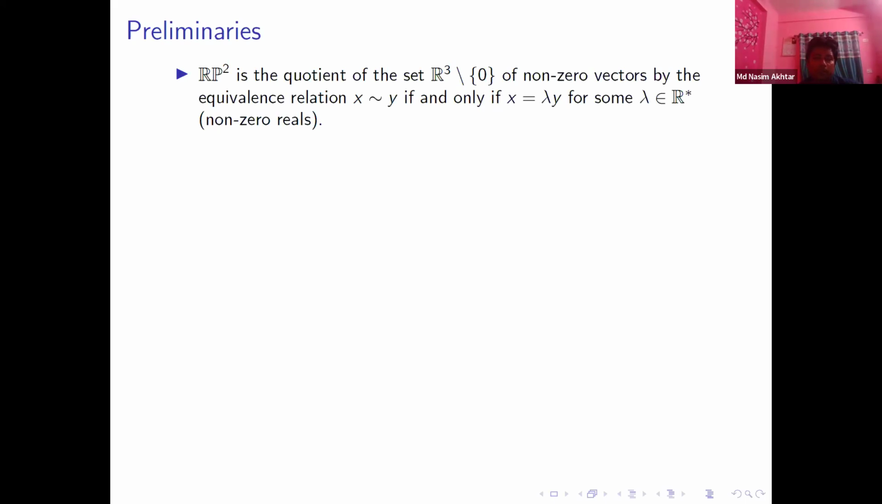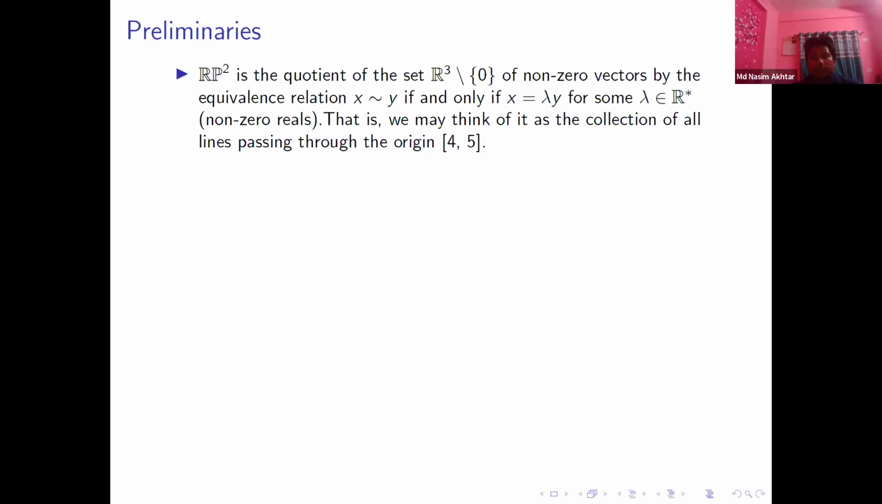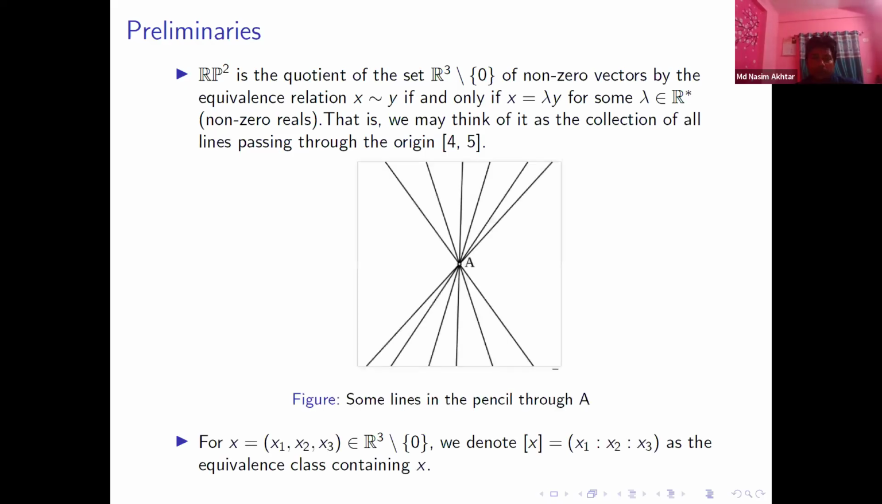Okay, so these are the preliminaries. RP2 is the quotient of the set R3 minus 0 of non-zero vectors by the equivalence relation x related to y if and only if x equals lambda y for some non-zero real lambda. One may think of this as the collection of all lines passing through the origin, without the zero point. For any x in R3 minus 0, one can define the bracket x as x1 colon x2 colon x3, the equivalence class containing x, that is nothing but the line passing through 0.